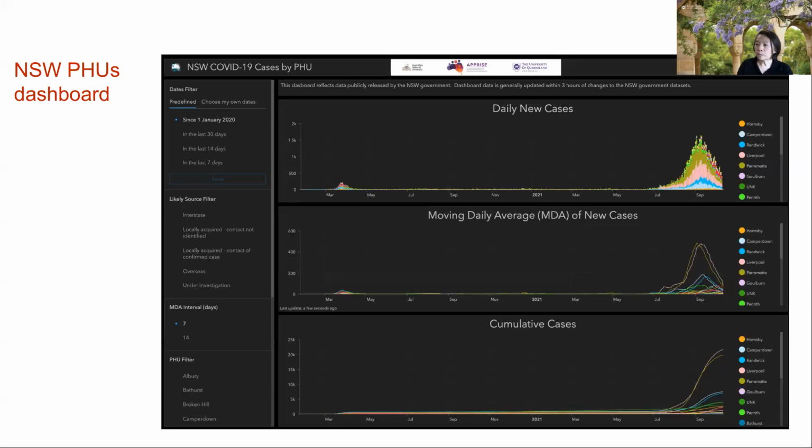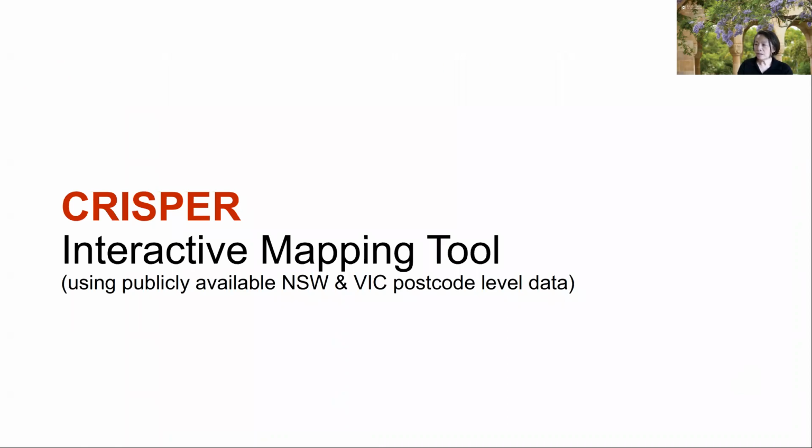When we first built that dashboard, the public health units in New South Wales asked if we could do something similar for all the different public health units in their state, because they couldn't easily see data from the other public health units. And of course, people do move between public health units. So this is similar to the previous one, but you can select the different public health units and look at cases, moving averages, cumulative cases, etc. So that's just a very brief summary of the national and New South Wales dashboards.